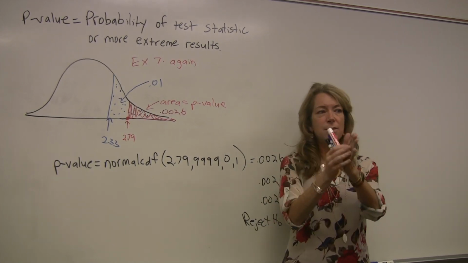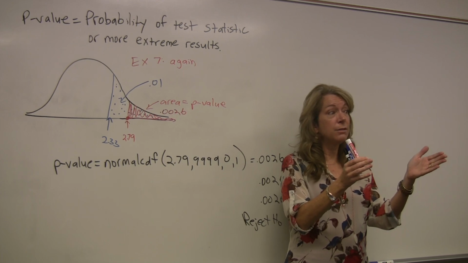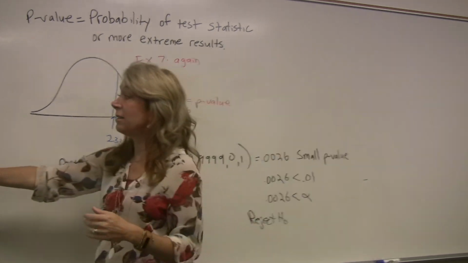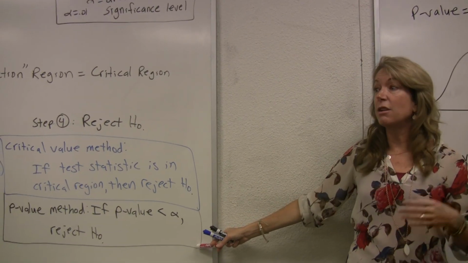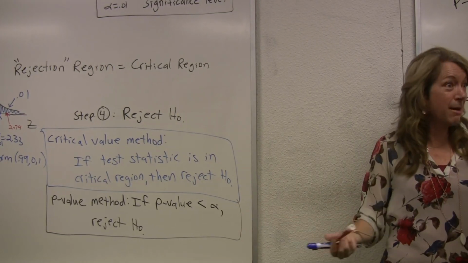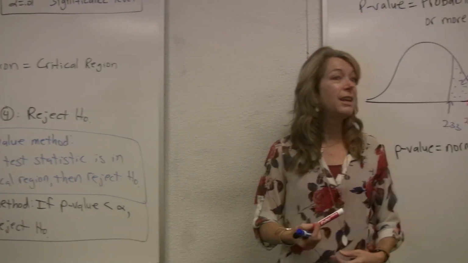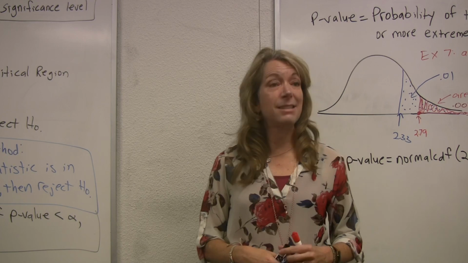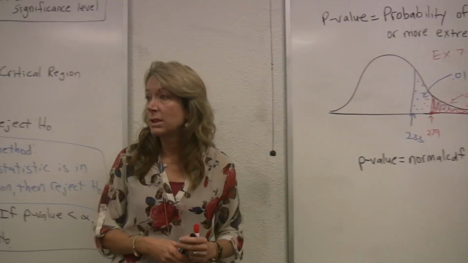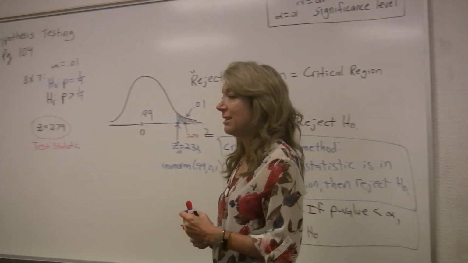So it's either, are my results past the cutoff? That's what this method is doing. Or is it, are my results rare? Really, they're the same question. This is 0.0026, which is less than 0.01. Yes. These are good questions.